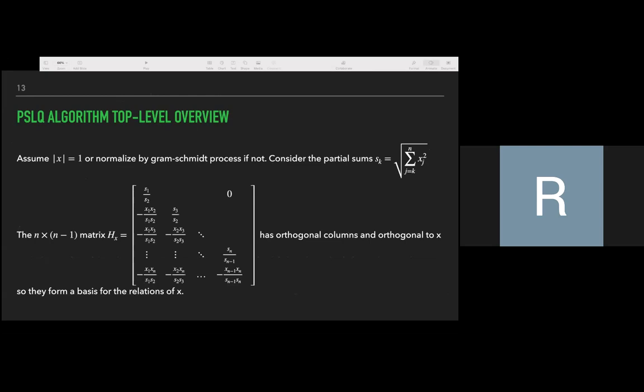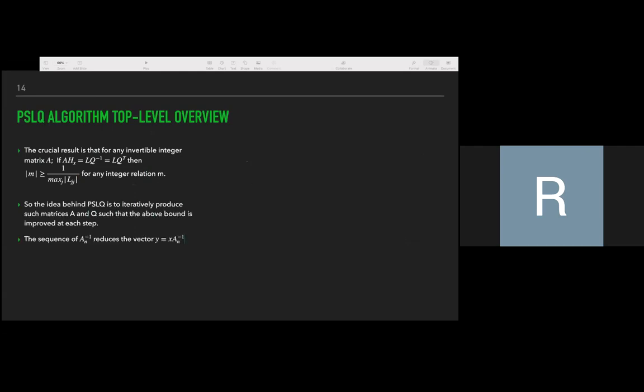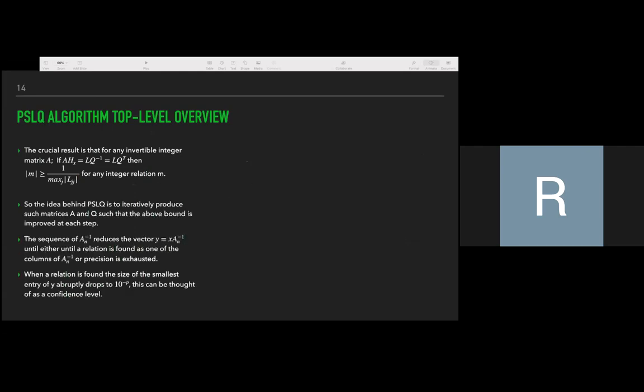Then we consider the partial sums that are defined as follows in the top right, and take the following n by n-1 matrix. It can be shown that this matrix has orthogonal columns and is orthogonal to x, so that basically the columns form a basis for the relations of x. This is the crucial relation, the bound on the norm that I was mentioning. I just relabeled them A to M.